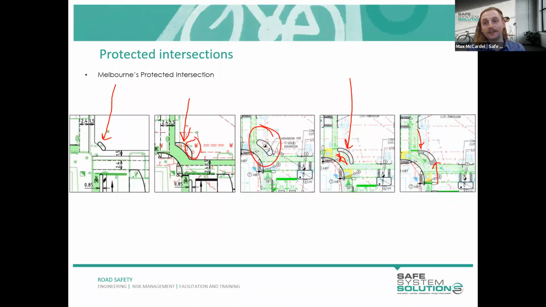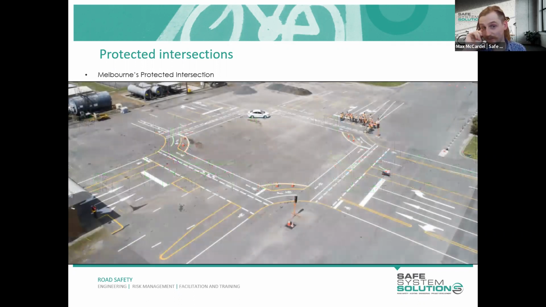The other pretty cool thing about this particular site is because this was an innovative treatment and lots of people were skeptical, as I'm sure everyone here could relate if you've ever tried to install something new on your networks. To get stakeholders over the line, what they actually did was they built a one-to-one scale. I shouldn't say built, they line marked a one-to-one scale of this exact intersection at an off-road, fully protected location. So it was in a depot. I'll show you what that looked like.